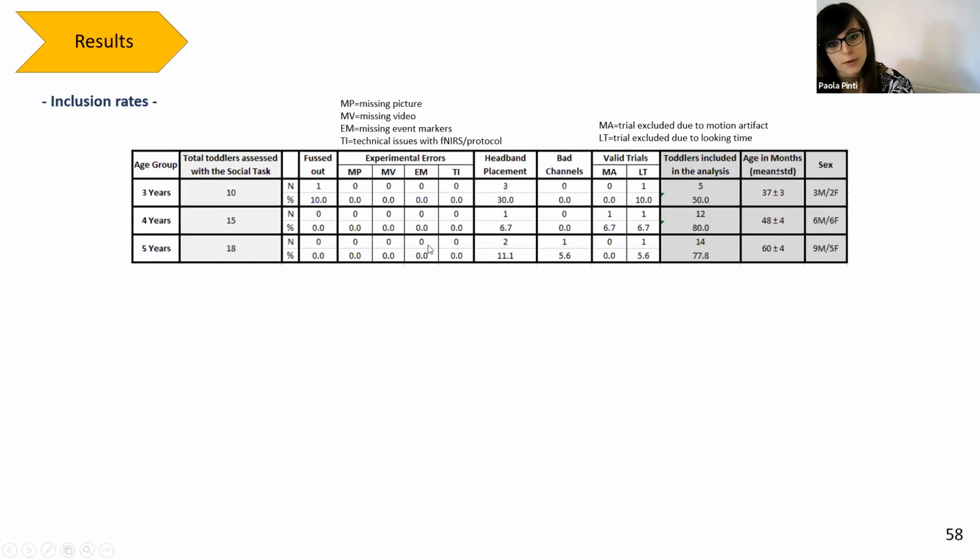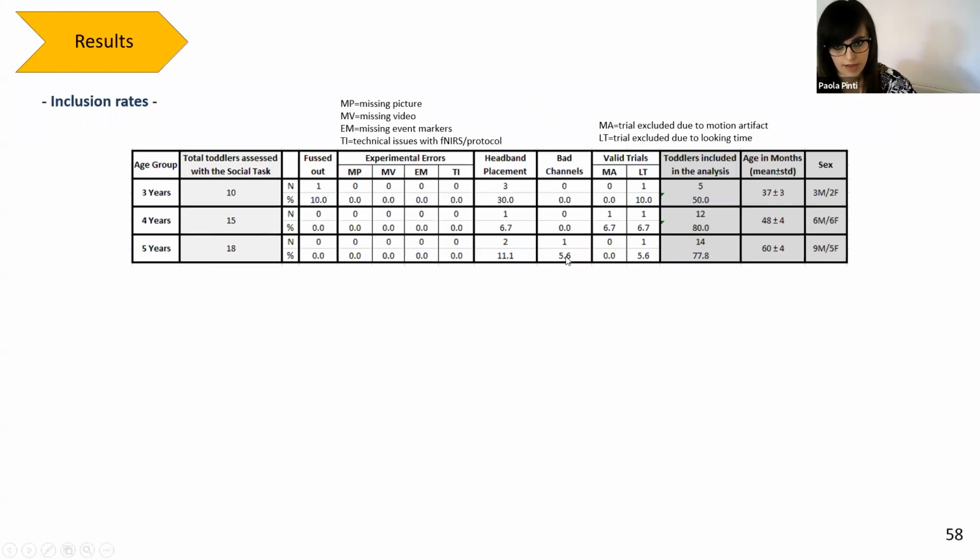We did not exclude any participant based on technical issues. For example, we didn't have problems with the fNIRS recordings or with the event triggering or with video recordings, etc. We, however, had to exclude a few babies, a few kids due to the cap displacement. So this happened particularly for those kids who didn't want to wear the chin strap. So in this way, basically the cap was not placed properly according to the 10-20 electrode placement system. So the cap was either too high or tilted. So we had to exclude those participants.